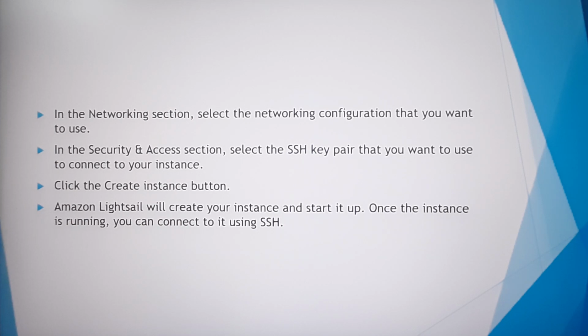In the Networking section, select the networking configuration that you want to use. In the Security and Access section, select the SSH key pair that you want to use to connect to your instance. Click the Create Instance button. Amazon Lightsail will create your instance and start it up. Once the instance is running, you can connect to it using SSH.